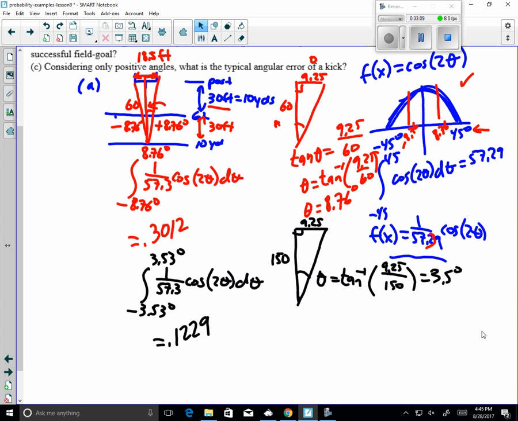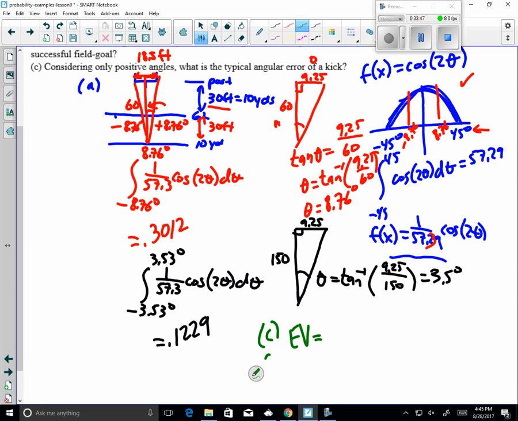Okay. So a 30% chance of making the field goal from the 10-yard line and a 12% chance of making it from the 40-yard line. Okay, and the last part says, considering only positive angles, what is the typical angular error of a kick? So typical value is either going to be an expected value or an average value. For average value, the f of x would have to represent the value, and for expected value, the f of x represents a PDF. Since we have a PDF here, for part C we're going to find the expected value.